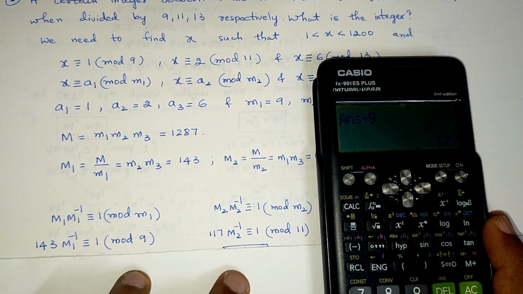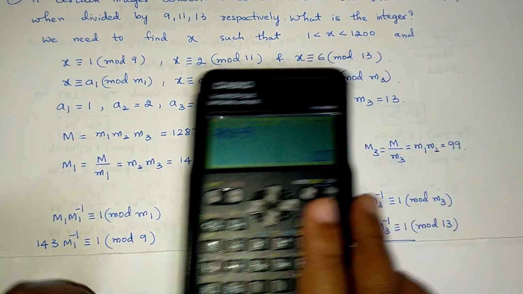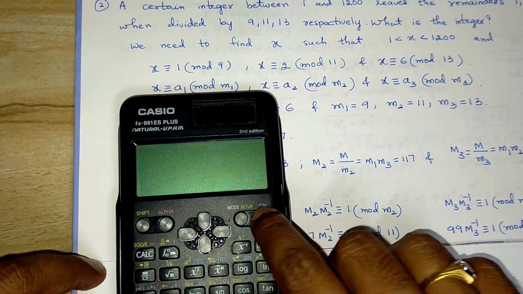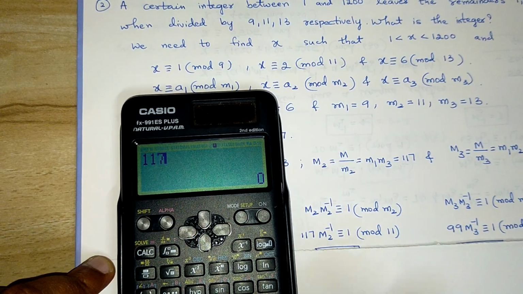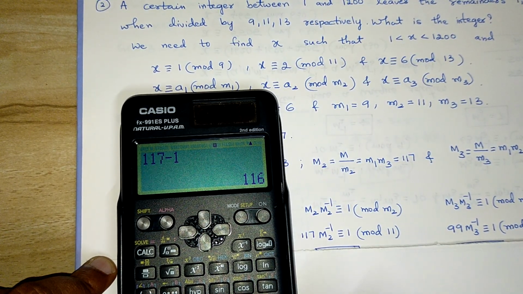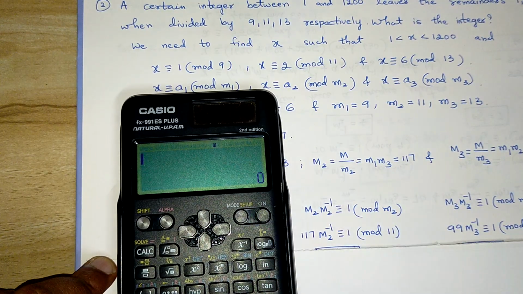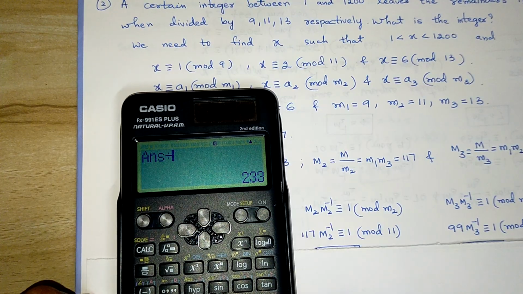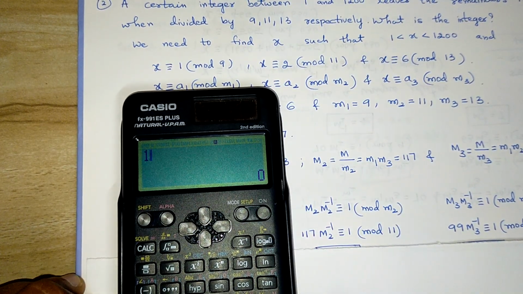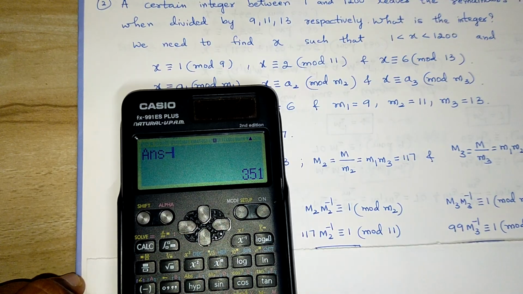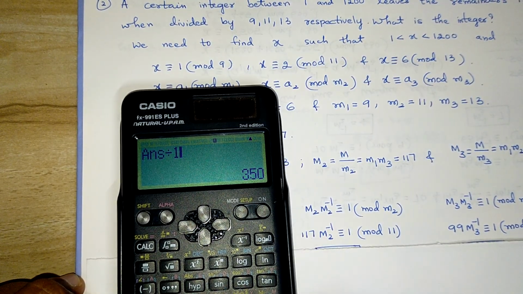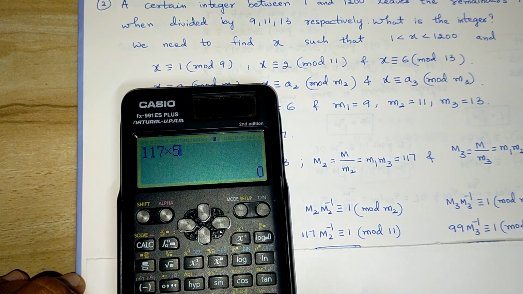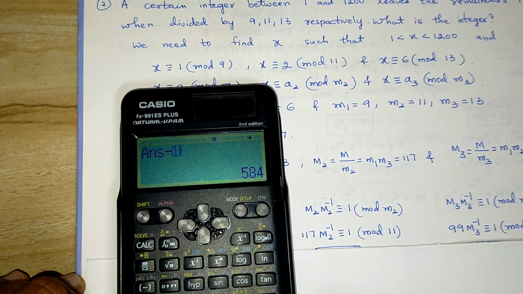So look at this equation. 117 into M2 inverse is congruent to 1 modulo 11. Let us substitute M2 inverse equal to 1. So 117 into 1 minus 1, is that divisible by 11? No. So 117 into 2 minus 1, is that divisible by 11? No. So 117 into 3 minus 1, is that divisible by 11? No. So 117 into 5 minus 1, is that divisible by 11? No.